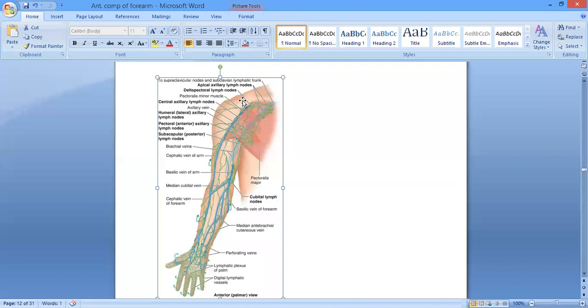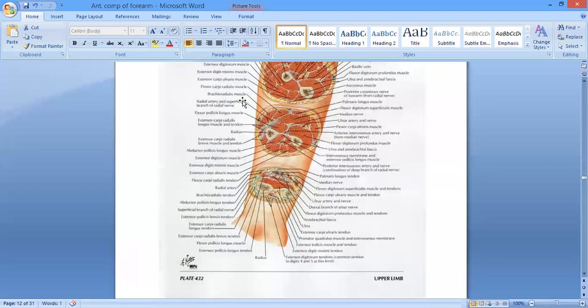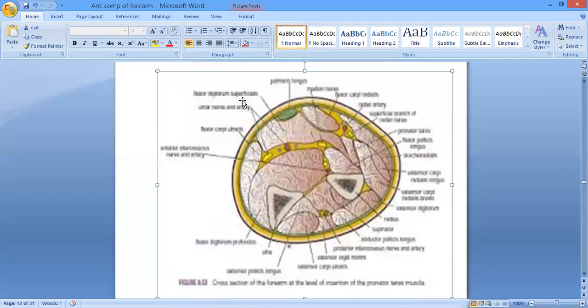Well, so we have finished the superficial fascia. In the superficial fascia we have covered the cutaneous nerves, the cutaneous veins, the superficial veins and the superficial lymphatics. If you have any problem with these three things, you can ask me. Hello, is anybody there? Okay, now we'll move towards the compartments of the forearm.